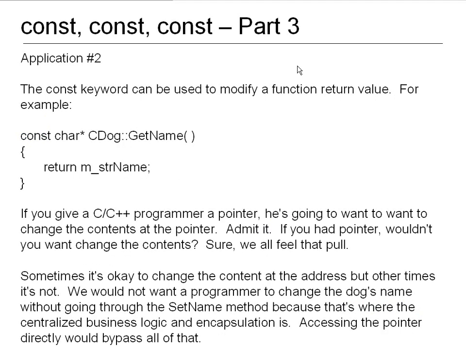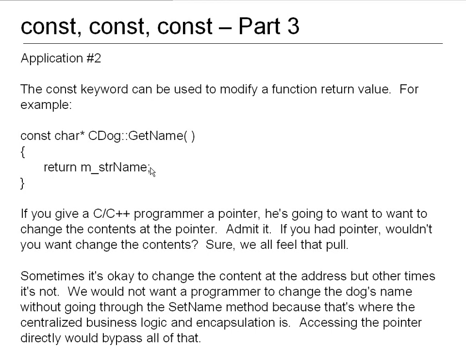Application number 2. The const keyword can be used to modify a function return value. For example, const char* CDog::GetName() { return the string }. Now if you give a C or C++ programmer a pointer, he's going to want to change the contents of that pointer. Admit it, if you had a pointer, you'd want to change the contents too, wouldn't you? Sure, we all feel that pull. What's it pointing to? What can we change down there?